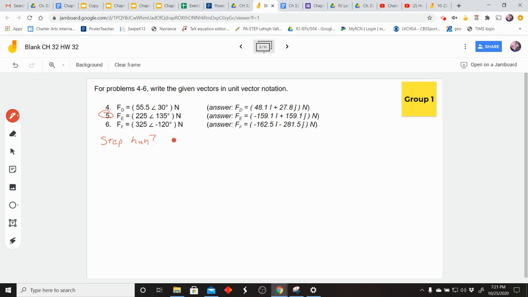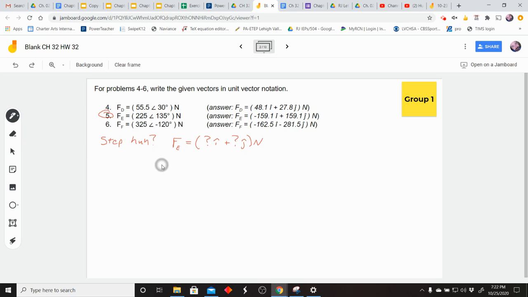So for 5, we're looking for F sub E, force of Ernie or Elise. I don't remember who E is. So F sub E is equal to, it'll look something like this: question mark i hat, this funny new notation that you're just learning, plus question mark j hat, newtons. So this will be the x component, this will be the y component of the thing. So how do we actually get there?